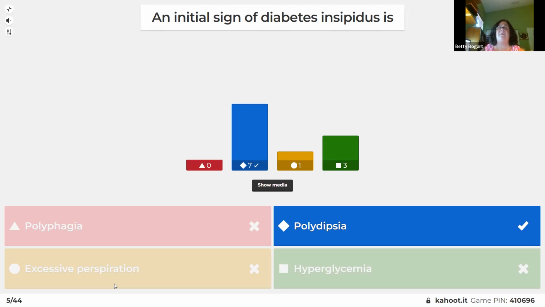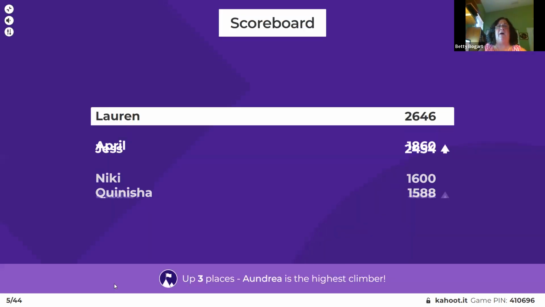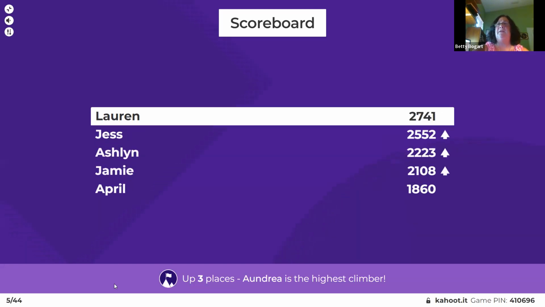How do we treat diabetes insipidus? We treat it with vasopressin, right? And it will stop that urinary output. That's when we know that medication is working. The urinary output decreases in diabetes insipidus.